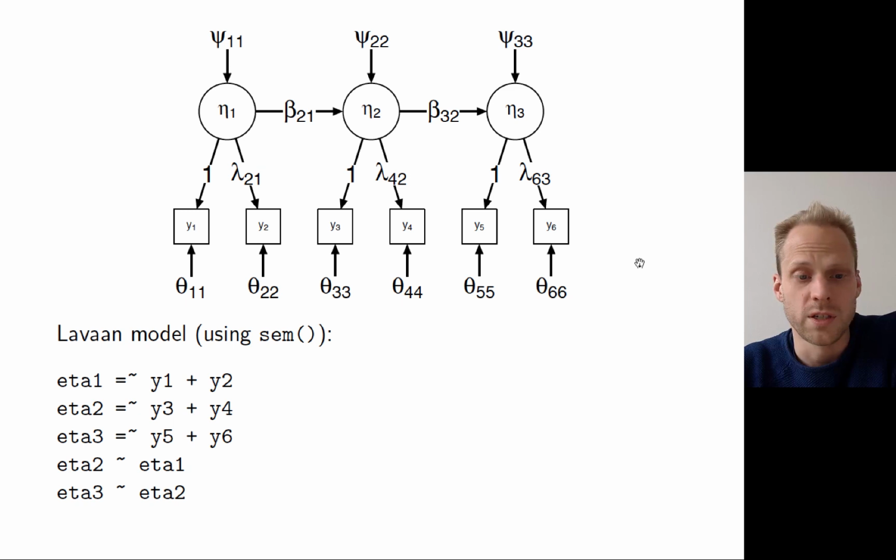So the Lavaan model for this is very simple. This uses the SEM function, not the CFA function. It's pretty much the same. And the model is pretty simple, just is eta 1 is indicated by y1 and y2, eta 2 is indicated by y3 and y4, and eta 3 is indicated by y5 and y6. They add these two regressions, and then Lavaan will do everything else for you.